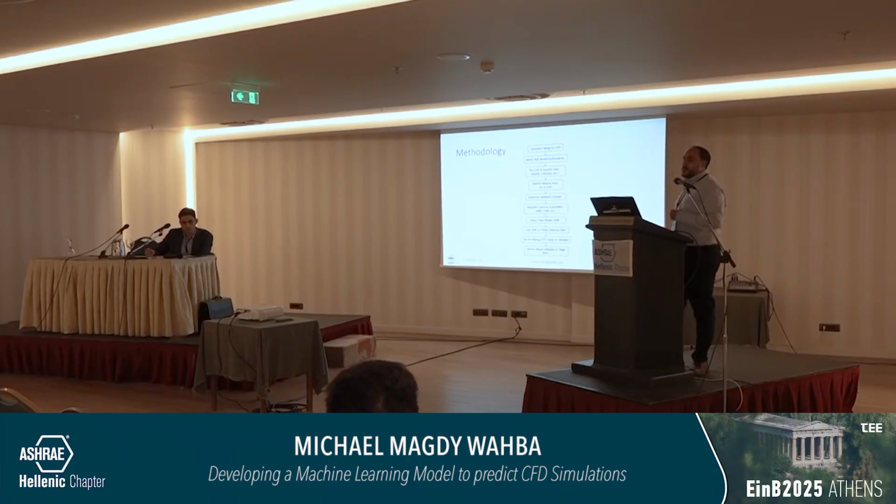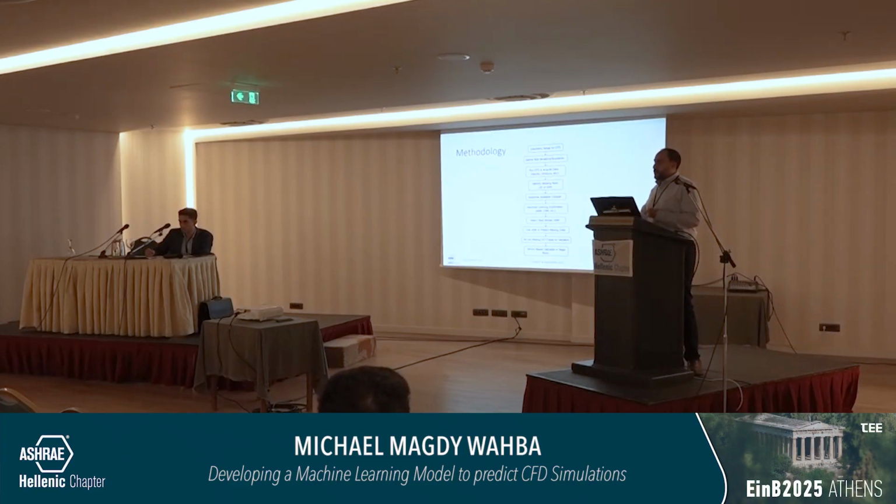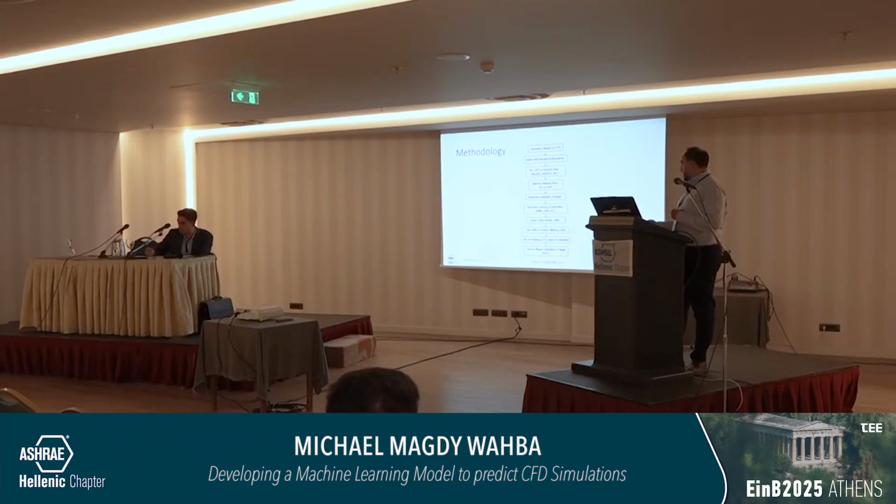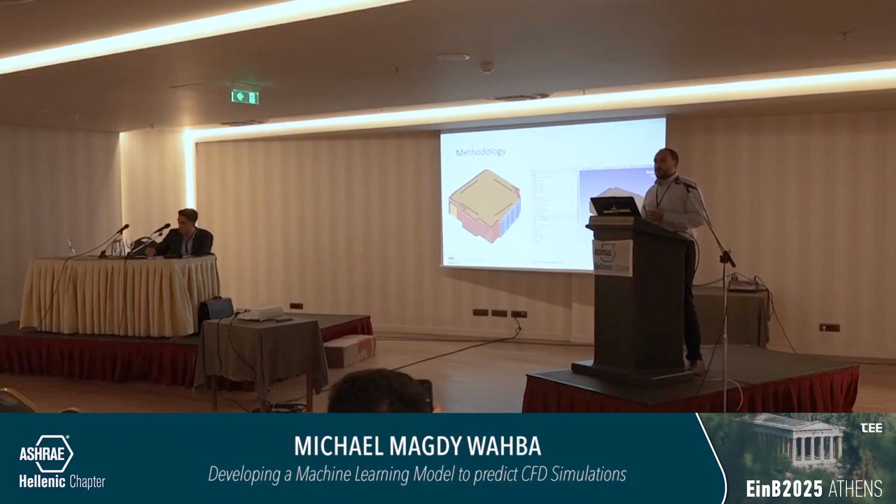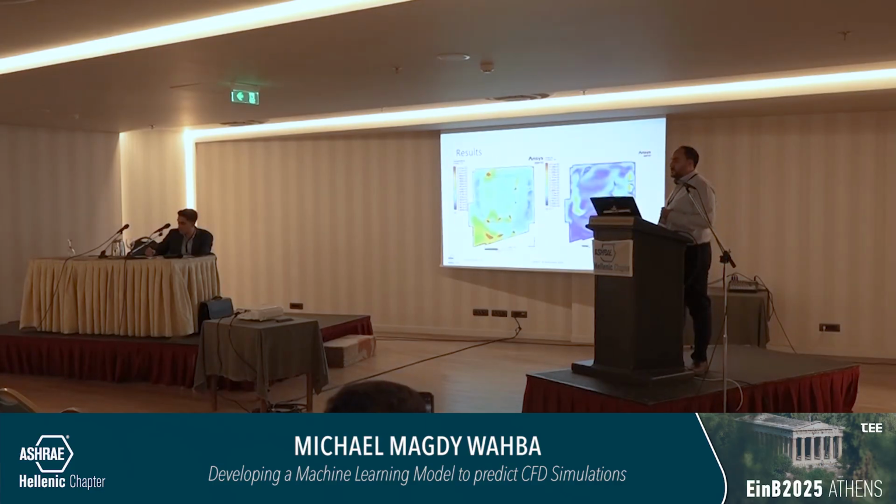So I have used different machine learning models. I'm going to show you the results of each one and which one was the best. Of course, this is the classwork that we have worked on, and we did the mesh independence test to find the best results and accuracy. And here's part of the results, where you can see the velocity contours and the temperature contours.